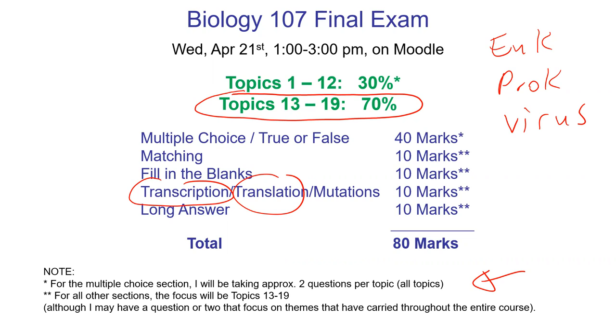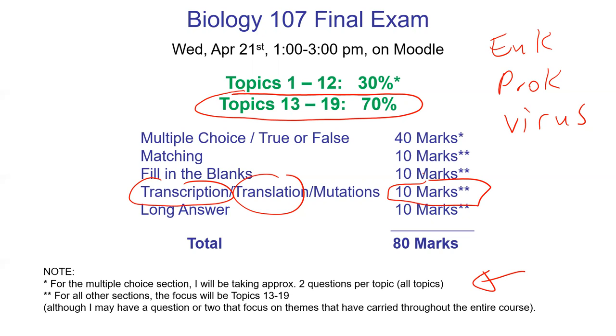So on Wednesday, I'm going to go over this in a bit more detail, show you some sample type questions, and do another transcription, translation, mutation type of question as well to get you ready for that final exam. So notice that that'll be about 10 marks. So you'll be transcribing, translating, answering questions about that DNA sequence. So think about some of the things that we did before, asking you, where's the promoter? Where's the start codon? Which strand is the sense strand? Which strand is the template strand?